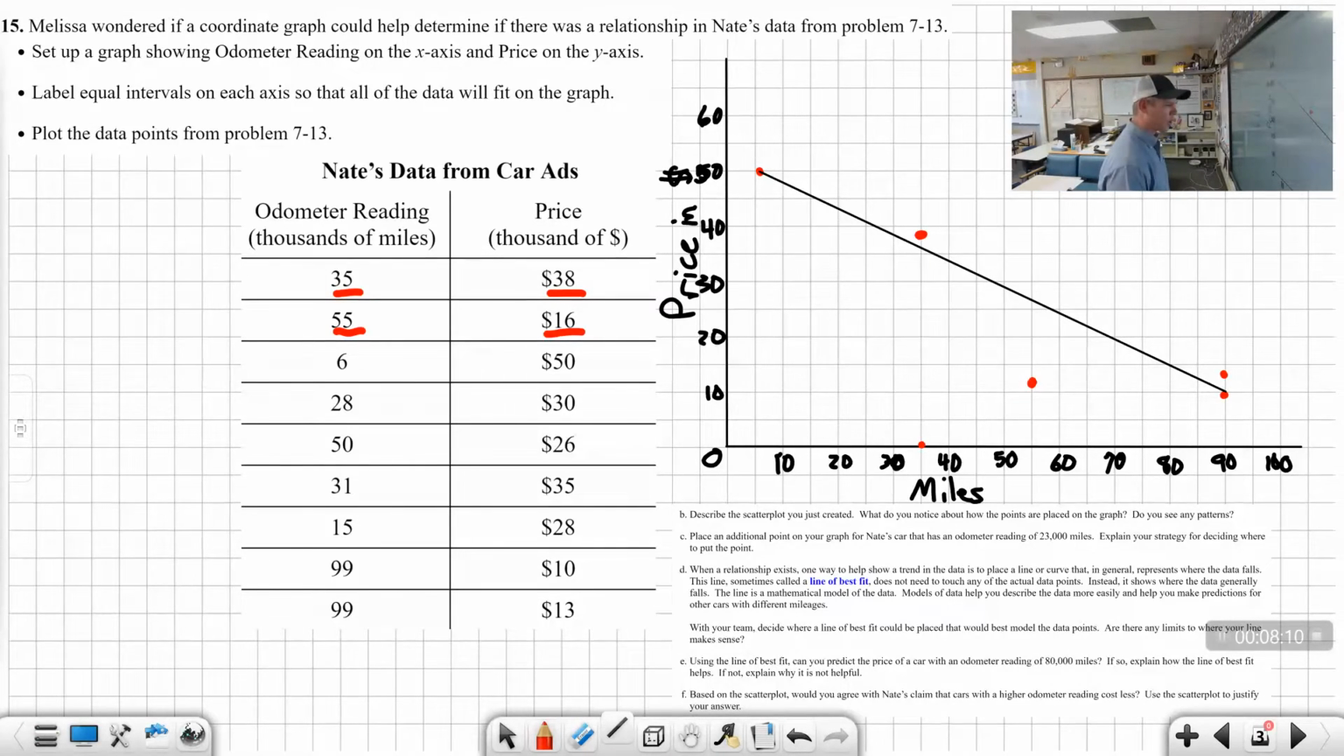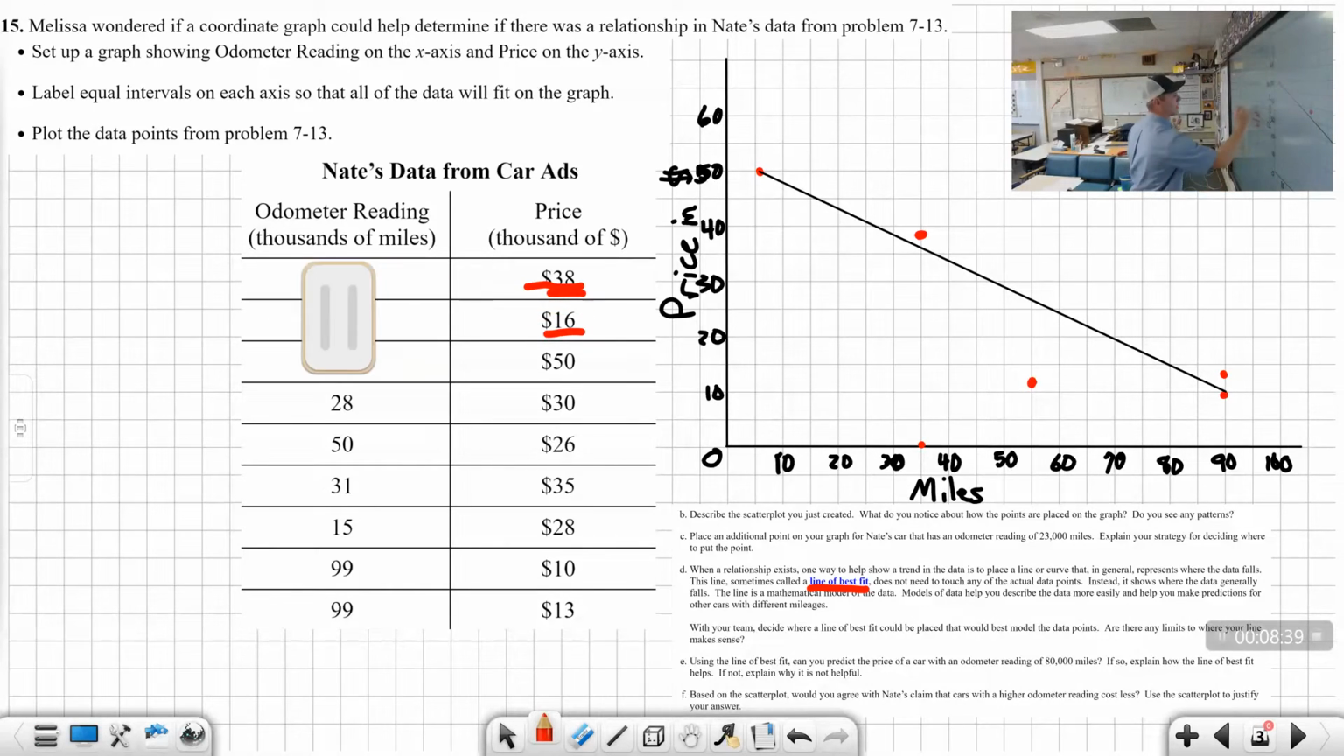Place an additional point on your graph for Nate's car that has an odometer reading of 23,000 miles. Explain your strategy for deciding where you put the point. Well, I want you to notice that I put a line because this is describing the general information. Now, we're going to work towards this notion of developing a line of best fit, okay? But I'm going to start by putting this line on here.